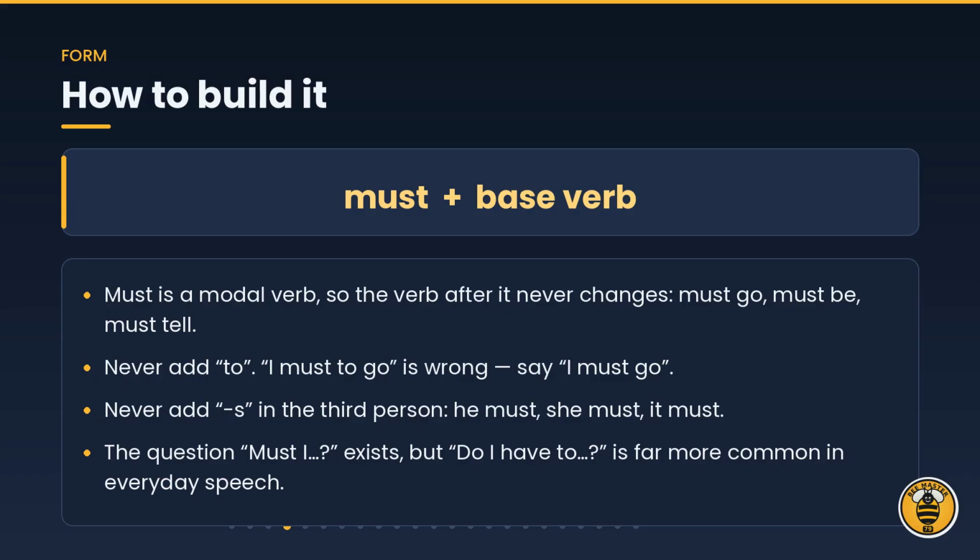The form is beautifully simple, must plus the base verb. Because must is a modal verb, nothing ever changes. There is no to, and there is no s. I must go. He must go. She must go. Notice that he and she take exactly the same form. This is one of the easiest patterns in English grammar, so make full use of it.